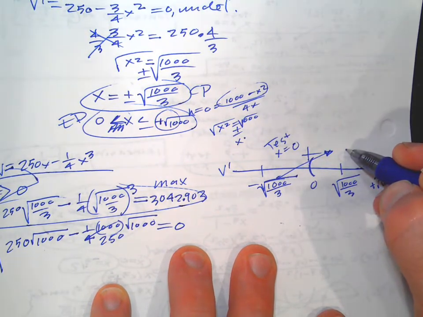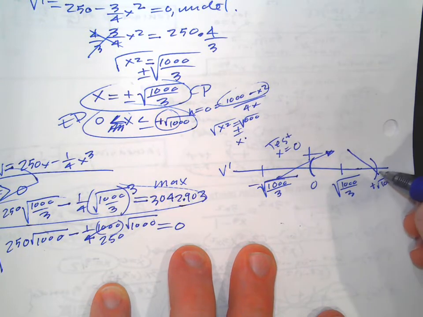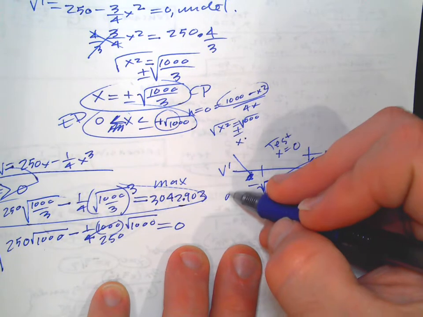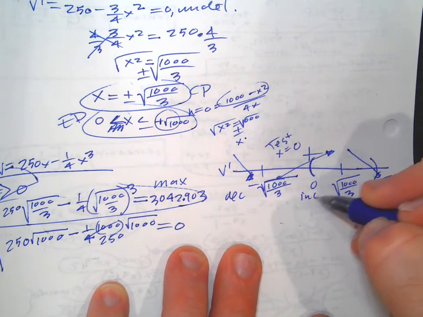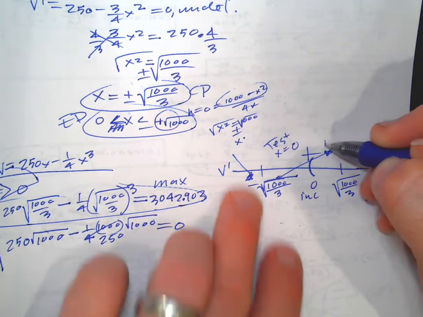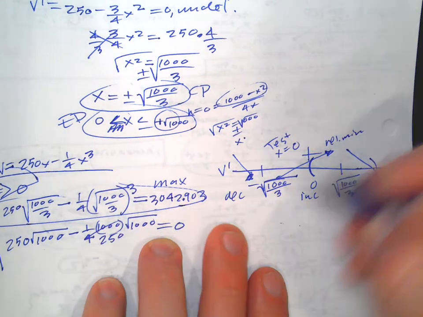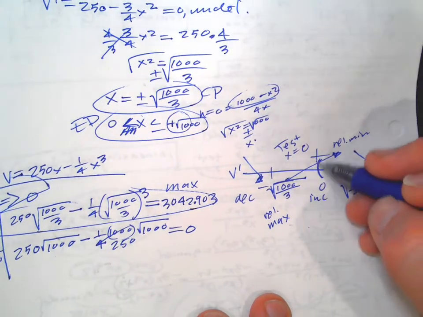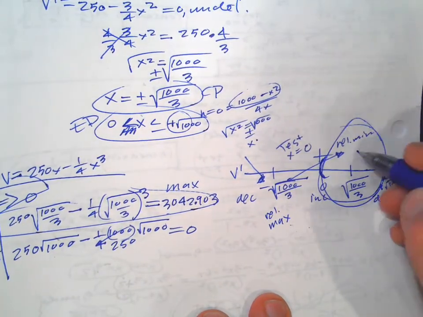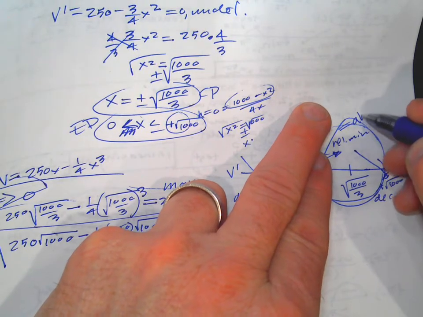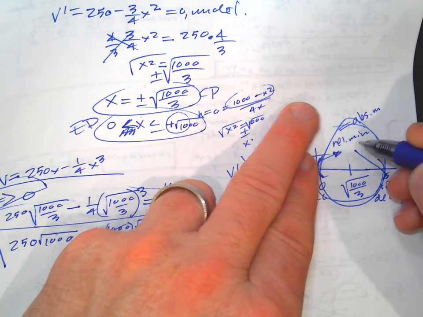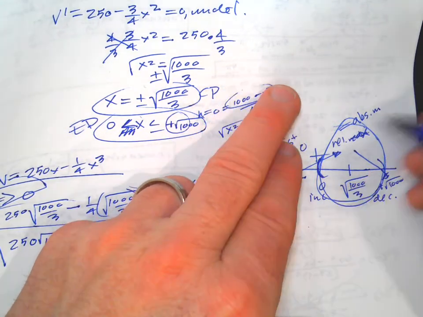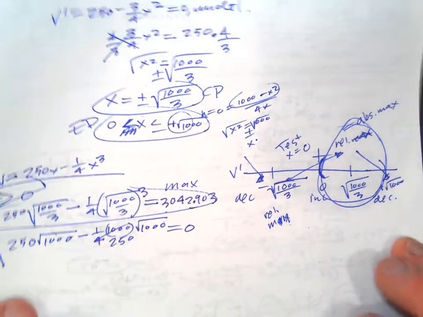And then it's going down. It's going down. So it is decreasing, increasing, decreasing. And this is a relative min. And this is a relative max. But realistically, it has to be in here. So we can tell that this relative max is going to be an absolute max.